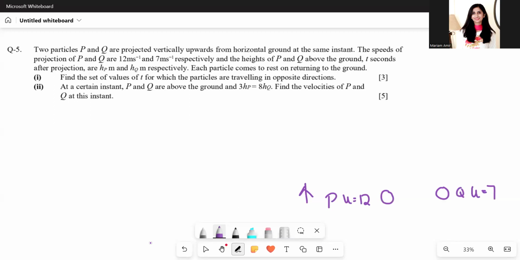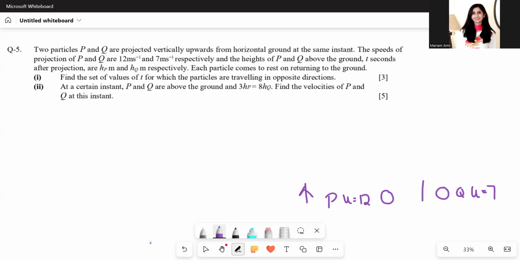The heights of P and Q above the ground t seconds after projection are hP and hQ respectively. Each particle comes to rest on returning to the ground. Find the set of values of t for which the particles are traveling in the opposite direction.